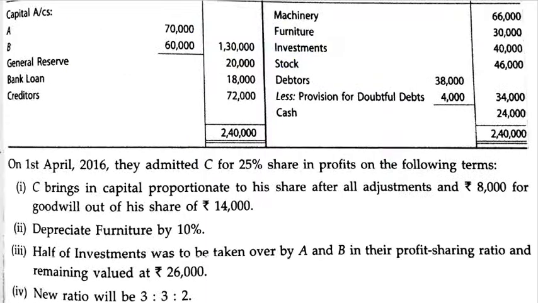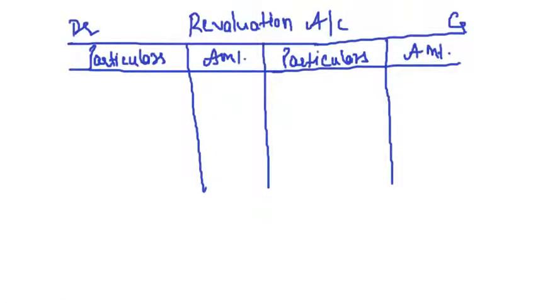What is the first revaluation? He says depreciate furniture by 10%. The asset is to be reduced by 10%. Furniture is 30,000 and 10% is 3,000. Now the asset will be debited or credited. If we have to reduce the value of an asset, what will you do? You will credit the asset, I'll say, to furniture 3,000.